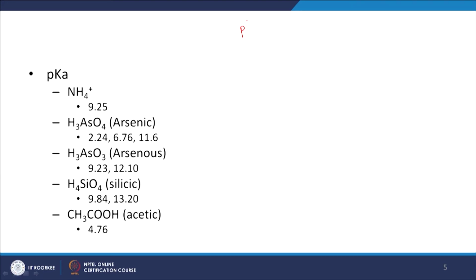So, we see that at pH 7, what were predominating? HAsO4 2 minus and H2AsO4 minus. So, more or less the take home message is we have a negative charge on the relevant species. So, the total arsenic will be present in HAsO4 2 minus and H2AsO4 minus.